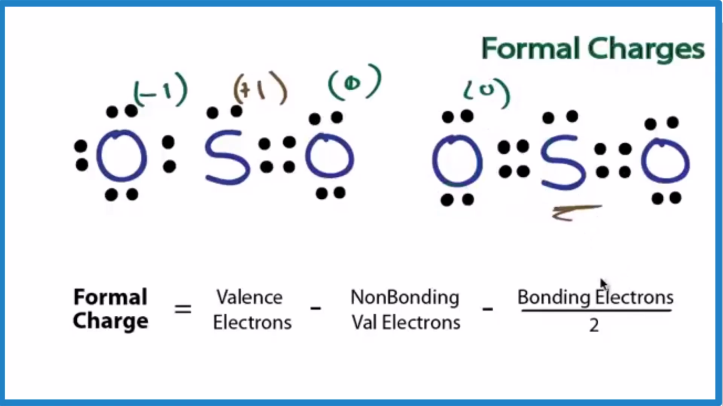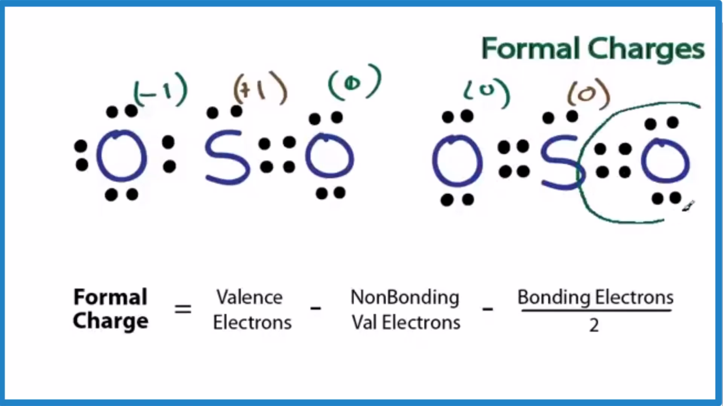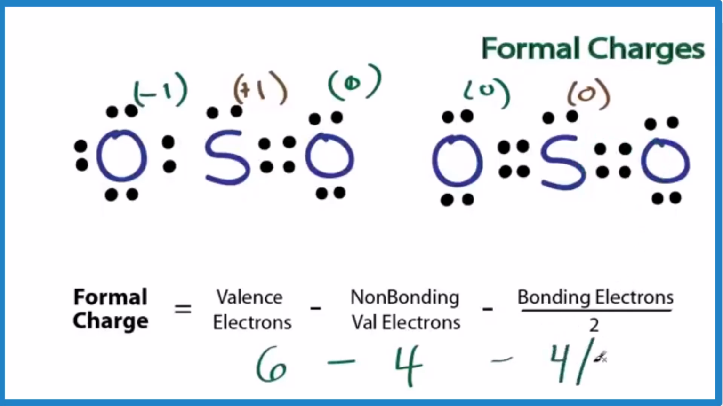For the sulfur, we have 6 minus non-bonding minus the bonding, so we have 8 over 2 there, and that equals 6 minus 2 minus 4. We have 0 again, formal charge of 0. Finally, the last oxygen here, we have 6 minus 4 non-bonding. We have 4 bonding over 2, 6 minus 4 minus 2, a 0 again. Formal charge of 0.